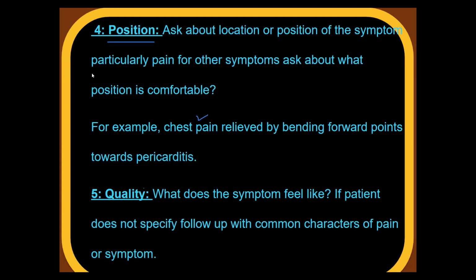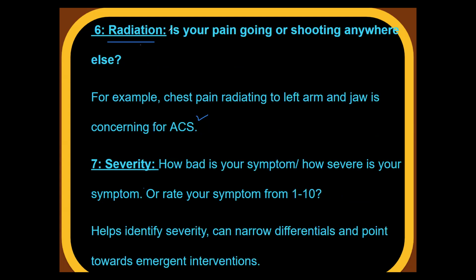Now, the sixth thing that we're going to cover in the OCD-PQR is the R, or radiation. Is the pain going or shooting anywhere else? Ask it as it is. This is the easiest way to ask. If chest pain is radiating to the left arm or to the jaw, this is concerning for acute coronary syndrome. If someone has a crushing chest pain that is radiating to the back, then that becomes concerning for aortic dissection.